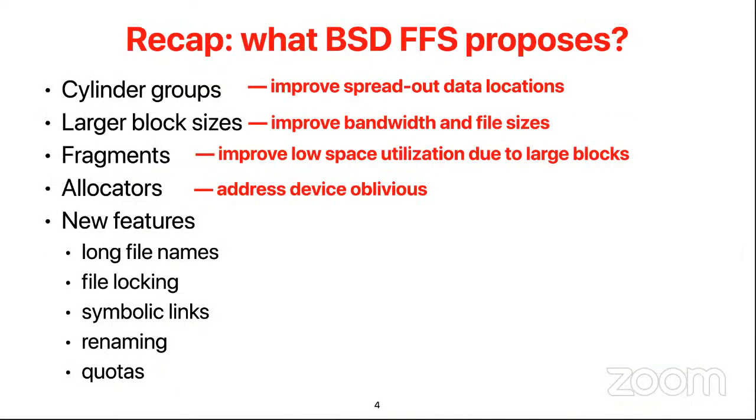However, the file system is not just like that, because there are a lot of things you have to care about. The abstraction is good, but making it efficient needs a lot of work. One of the papers we read last week is the fast file system. It improved the spread of data location through cylinder groups, and tried to improve the bandwidth and support larger files by using larger blocks. However, with larger blocks, you are going to see a lot of internal fragmentation, so they introduced the idea of fragments. They also have allocators to address the best usage of your cylinder groups and blocks within the cylinder group, as well as other new features that people want.